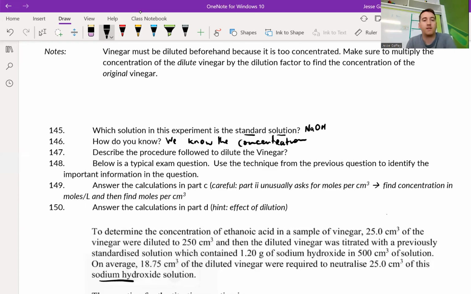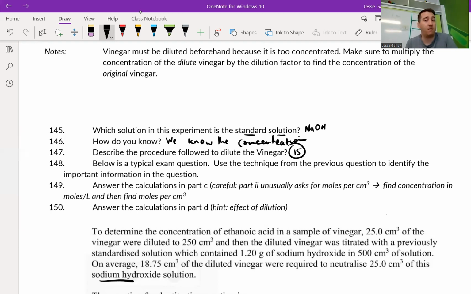All right, then it says describe the procedure followed to dilute the vinegar. Now, this is usually worth about 15 marks on the exam. That means you can't just say add water to the vinegar. It's much more complicated than that. It's much more detailed. You did a very specific process. If you know how you did it, pause the video and write it out now.